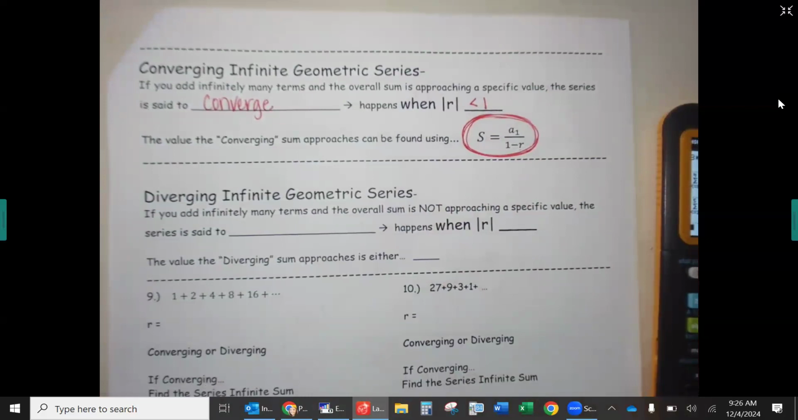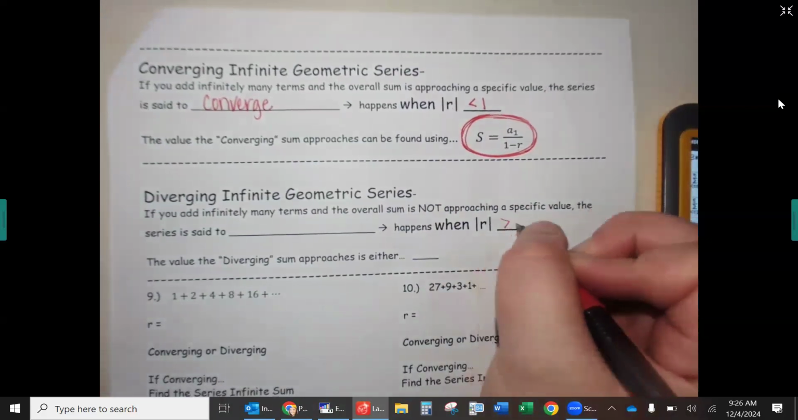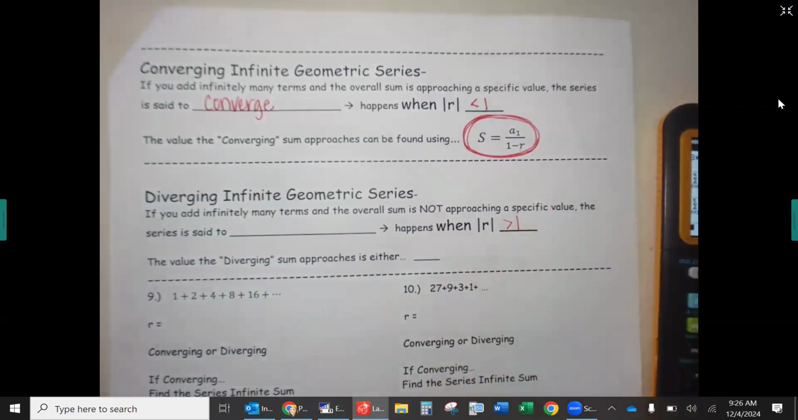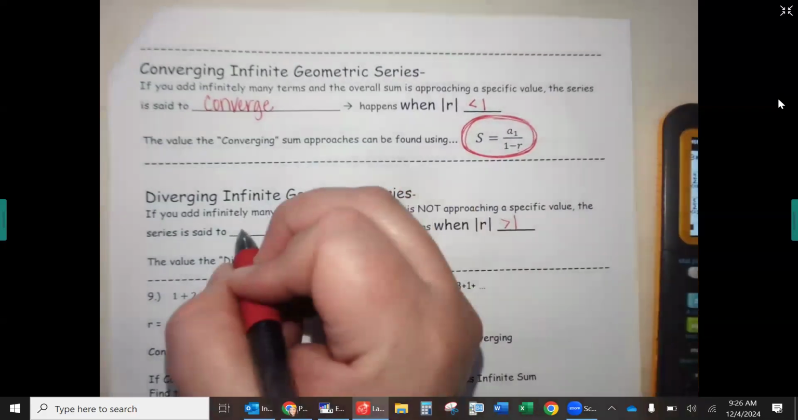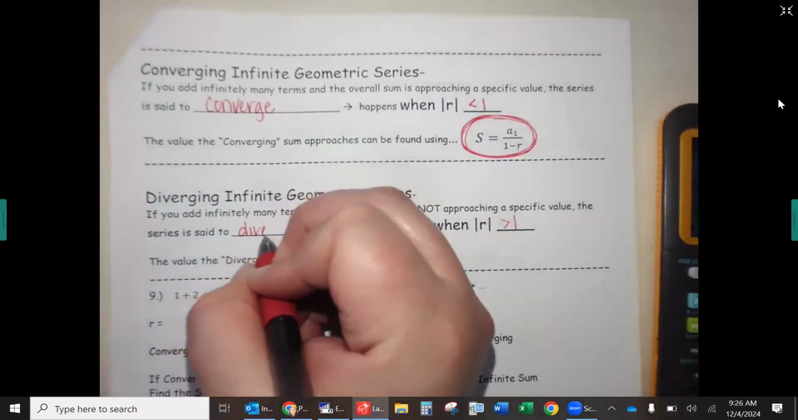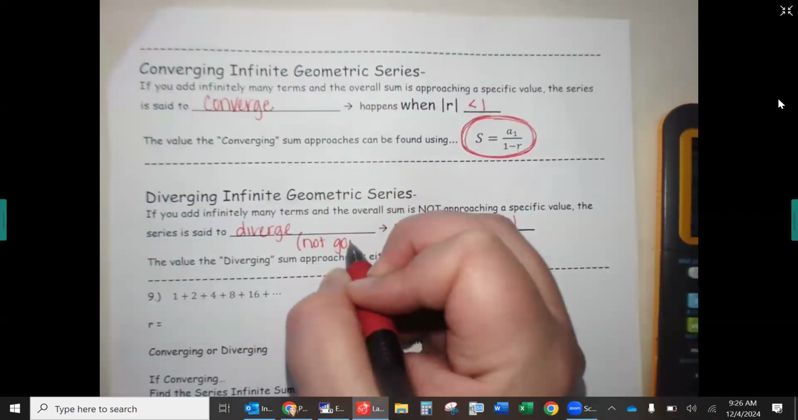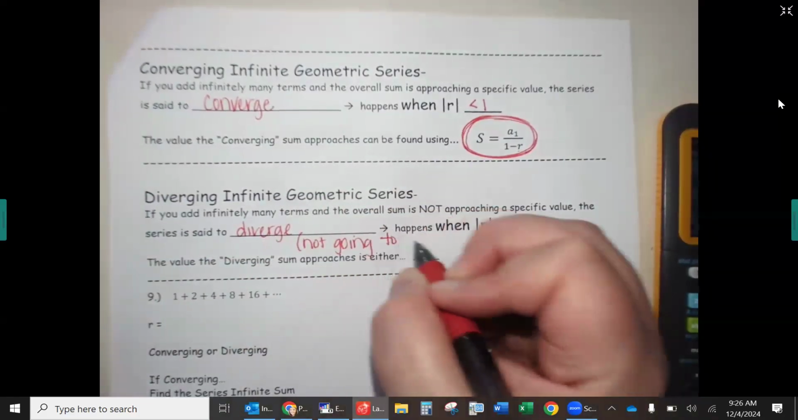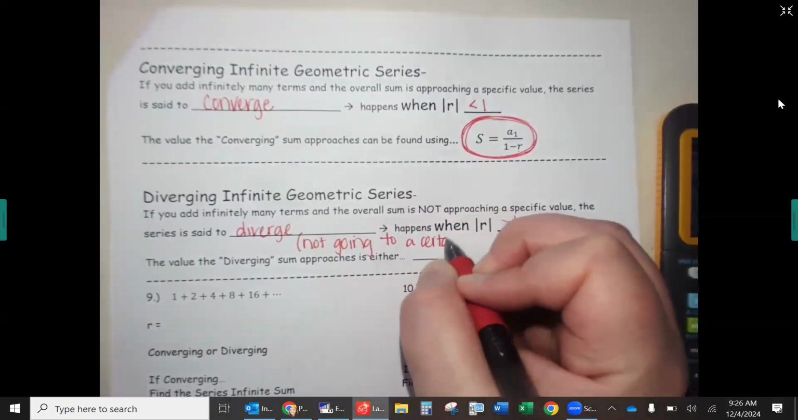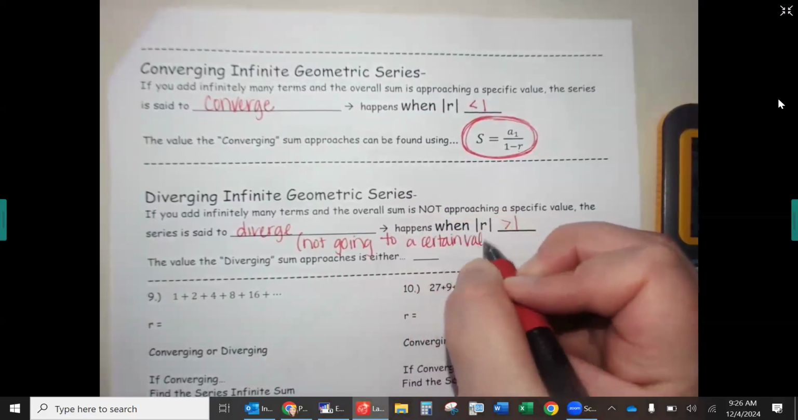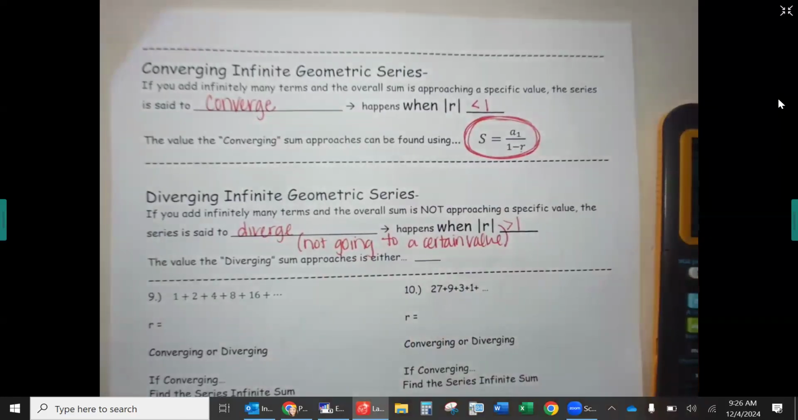If you have an R that is bigger than 1, then when you add up all your numbers, it's going to go to infinity or diverge. So that means not going to a certain value.